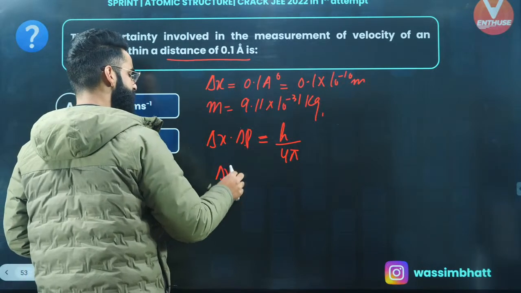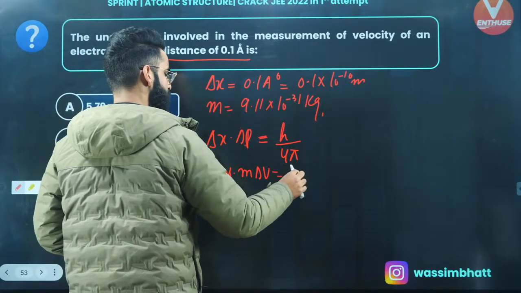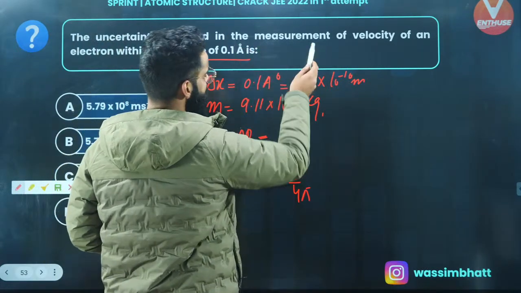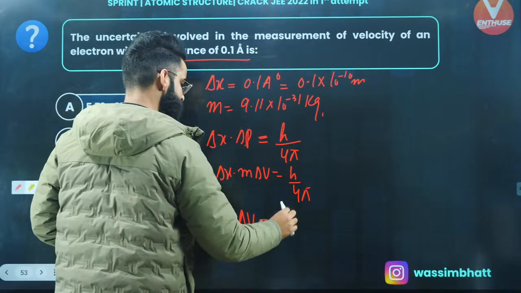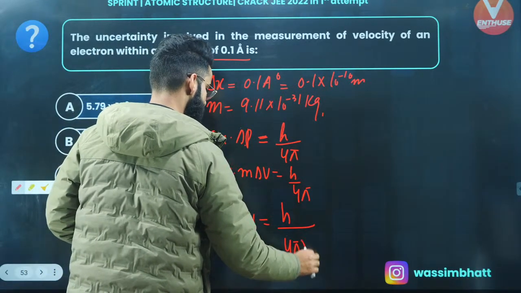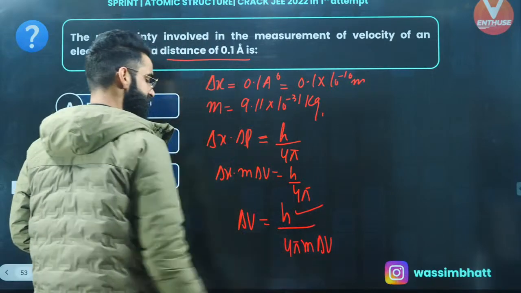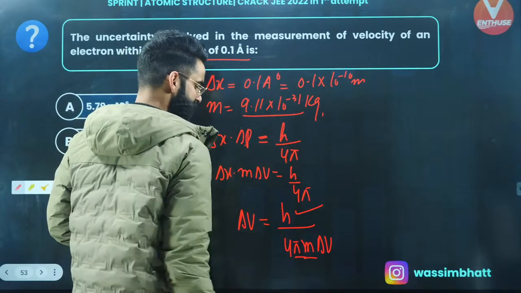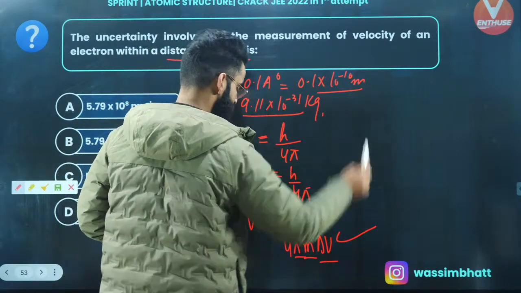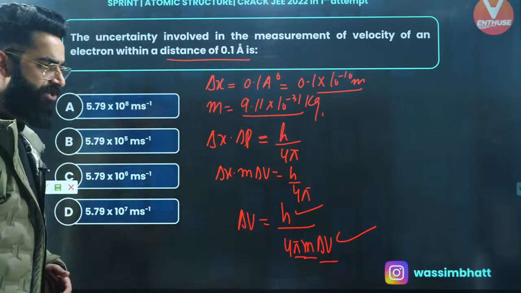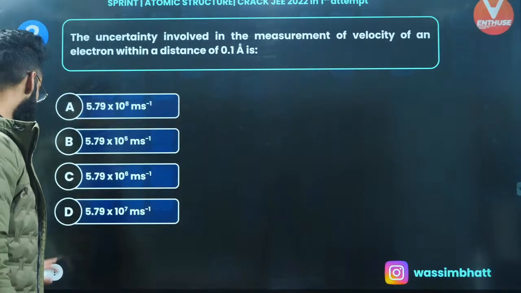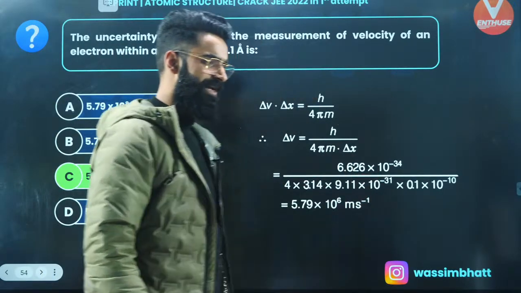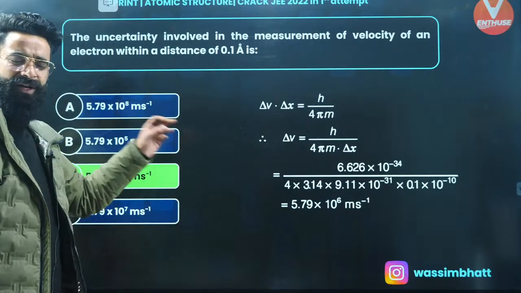So delta p, you can write as m delta v, equal to h upon 4 pi. What do I need to calculate? I need to calculate delta v, the uncertainty involved in the measurement of velocity. So delta v is equal to h upon 4 pi m multiplied by delta x. h value is 6.6 into 10 raised power minus 34, pi value 3.14, m is 9.11 into 10 raised power minus 31. Delta x is in terms of meters. Put all the values into this expression and get the value of delta v. That's something which you are supposed to calculate. So delta v will be finally this much, the uncertainty in the velocity which I was supposed to calculate, right? Simple, the formula based one. Just put the values, get the answer.